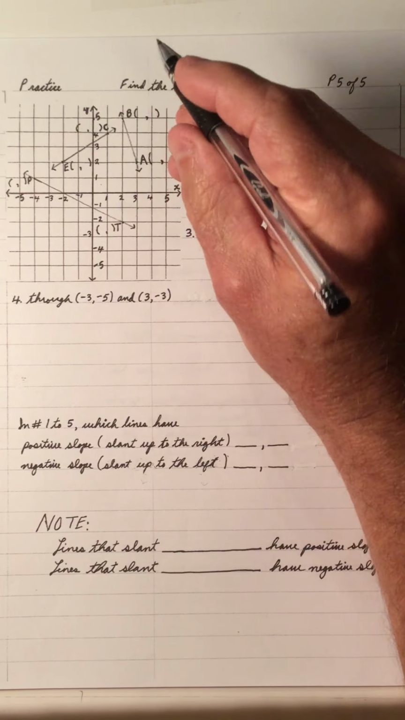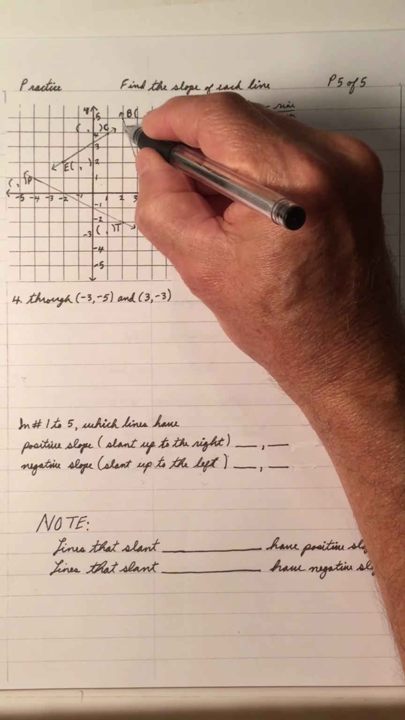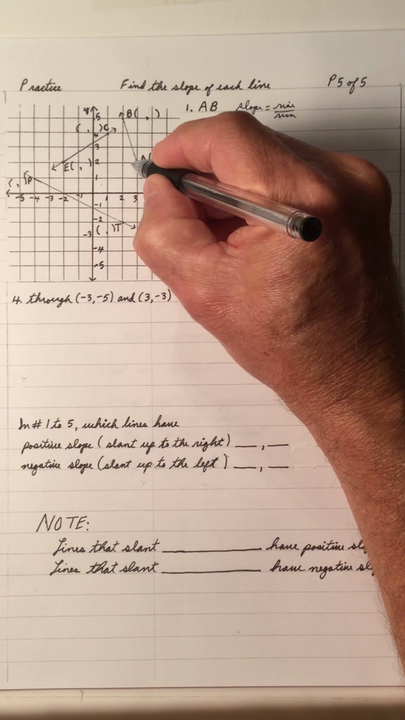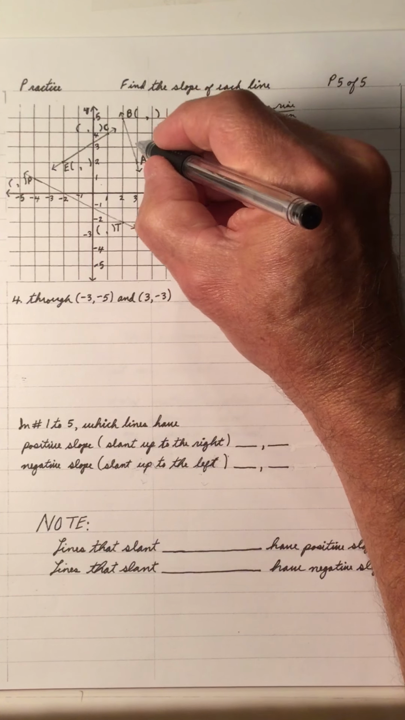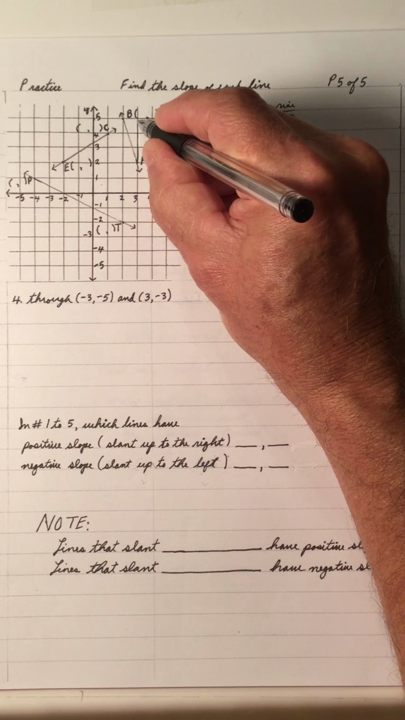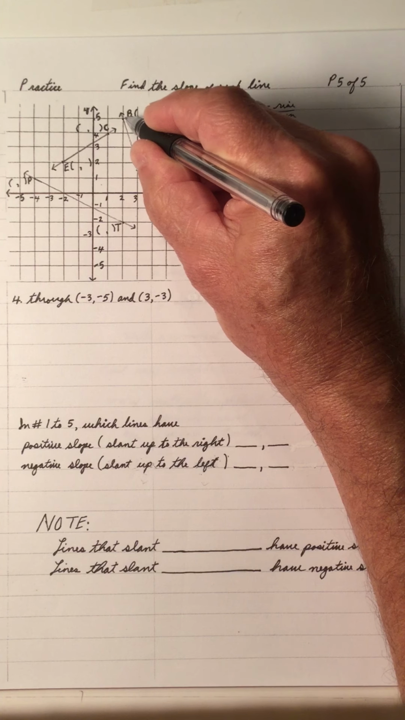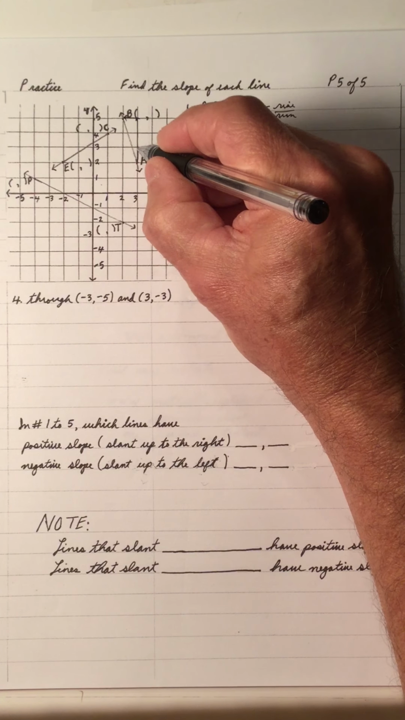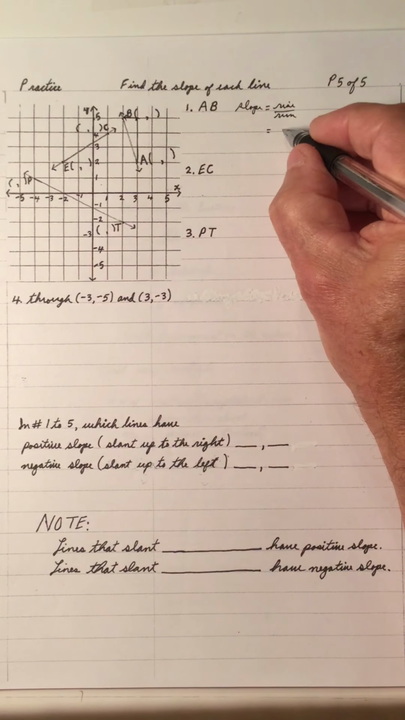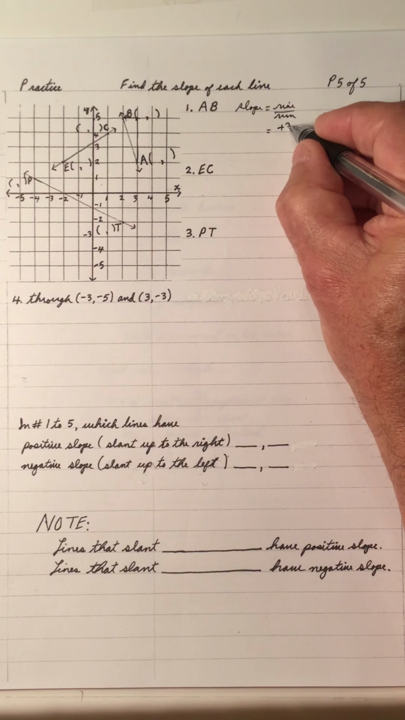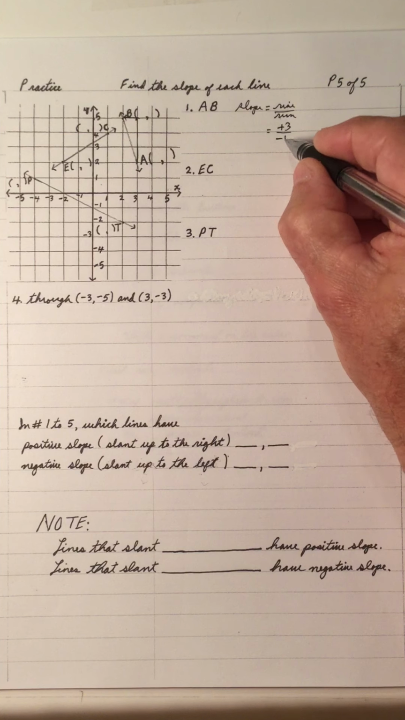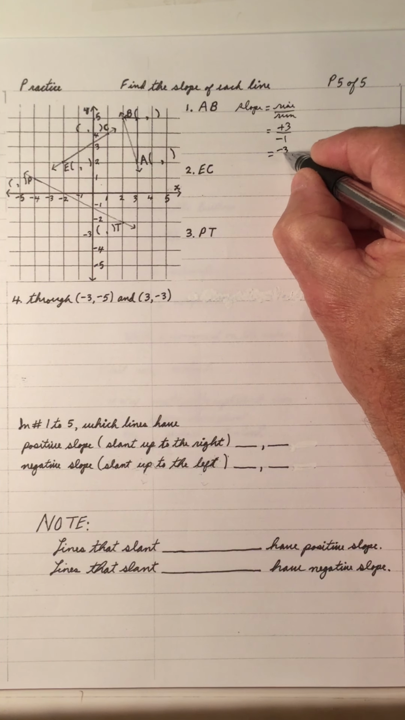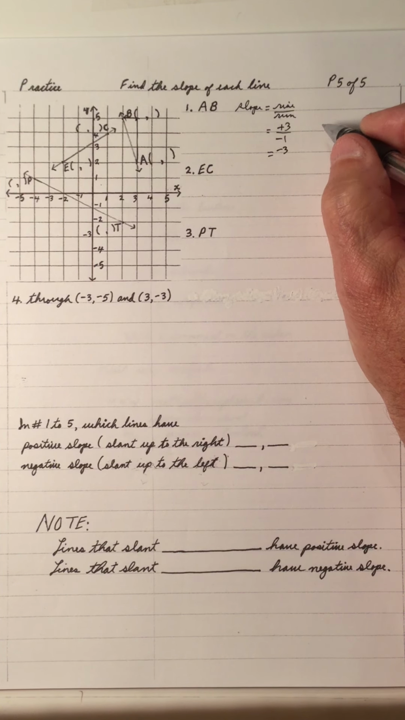So again, I could go down and to the right, but I like to go up and then go left or right. That's just me. Up and to the left. So that's 1, 2, 3. So that's a +3. And the run is 1, but it's a minus. So the answer for the slope is -3 for AB.